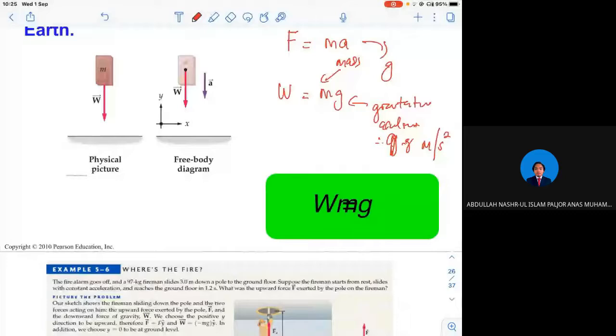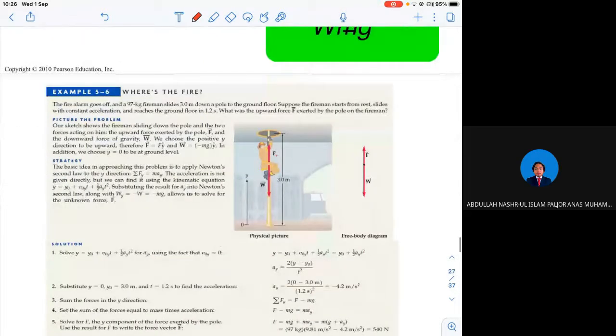But don't get me confused. Sometimes we can also write it as F equals mg. Yes, why not? Because it's also a type of force. Remember, don't be rigid about force. It can be called by other names. For example, this one is weight. Now we look at the example.